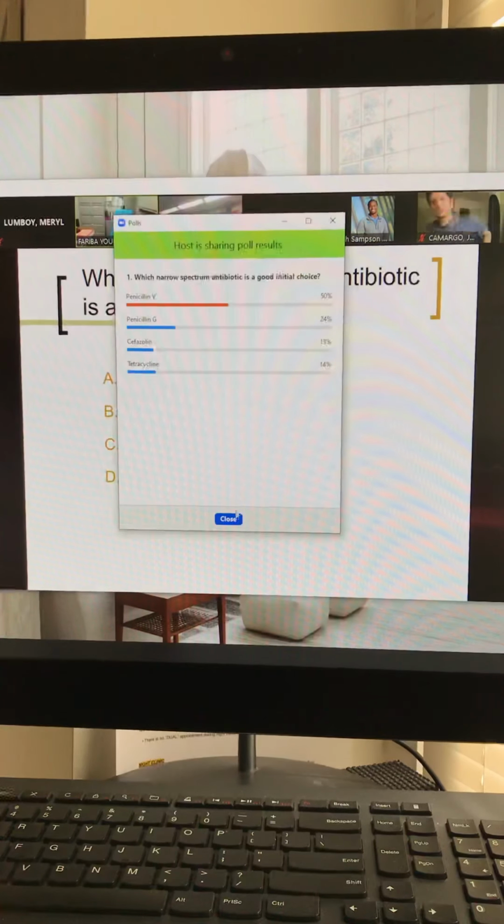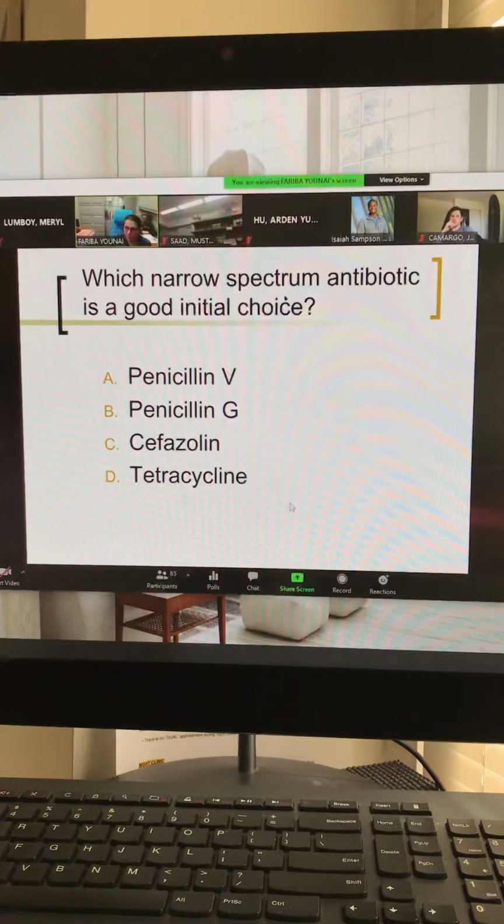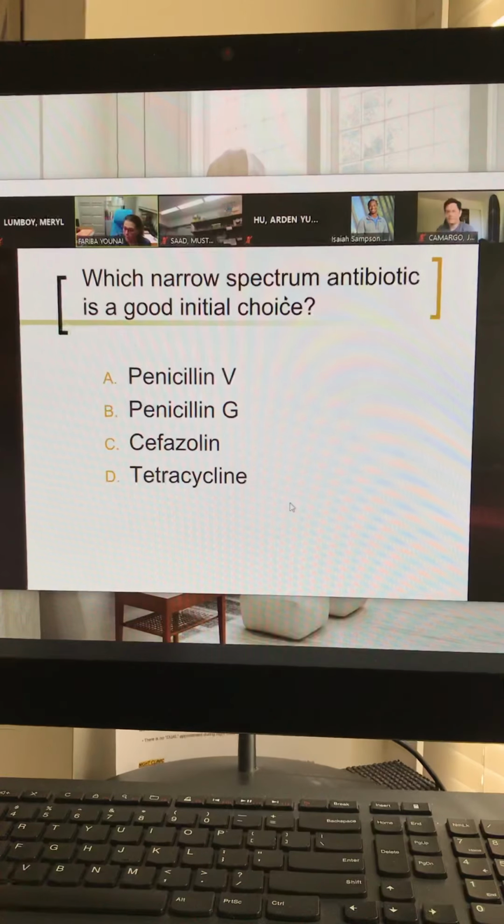Majority of people went with penicillin V, but we had also the other choices also picked by a few students. So let's take a look at that. The answer is penicillin V, and there are good arguments about why penicillins in general and why not cephalosporin or tetracycline.